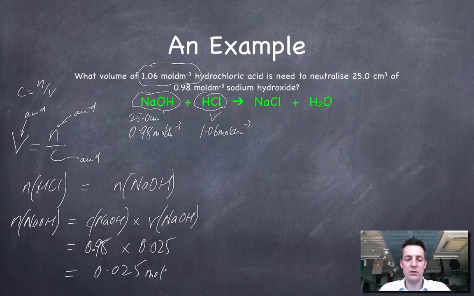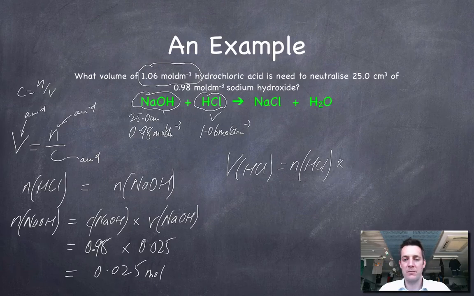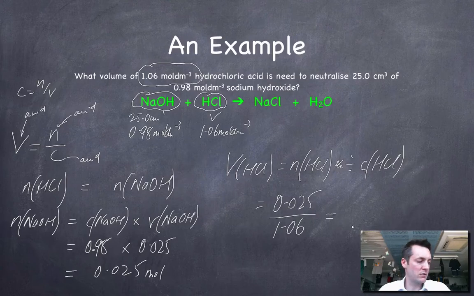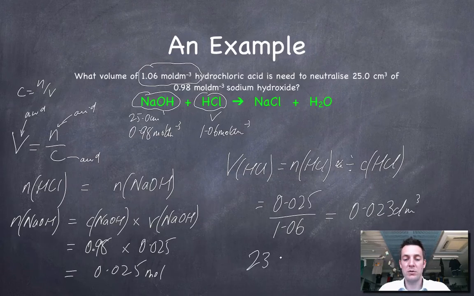So that's the number of moles of sodium hydroxide. I've already decided that's the same as the number of moles of HCl. So the volume of HCl is equal to the number of moles of it divided by its concentration. Which of those do I know? Well, I know all of them now. So this is 0.025 divided by the concentration, which is 1.06 moles per dm cubed, and that equals 0.023 dm cubed to two significant figures. I could equally well give my answer in centimeters cubed, nothing wrong with that, and that would be 23 centimeters cubed. But I'd have to make sure that I'm still using the same number of significant figures.